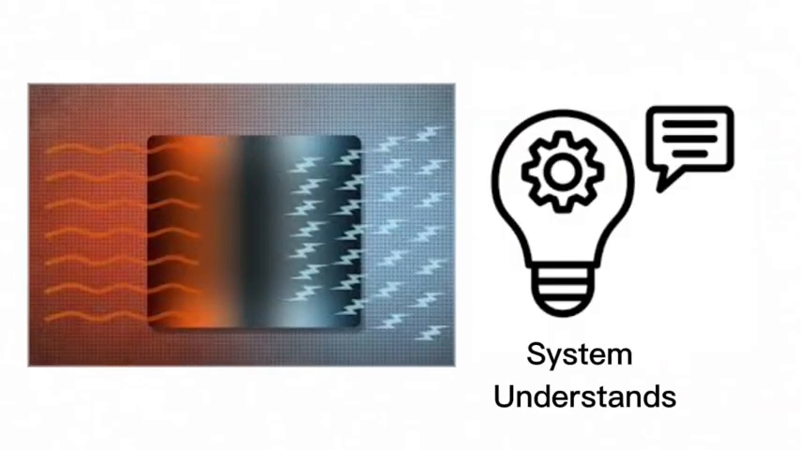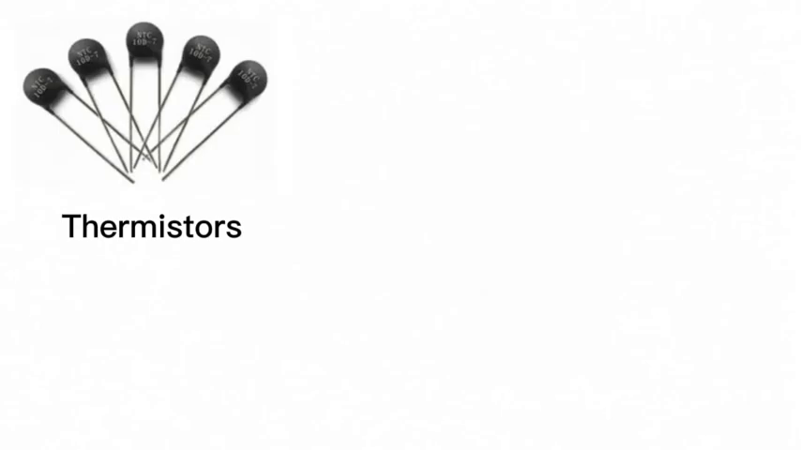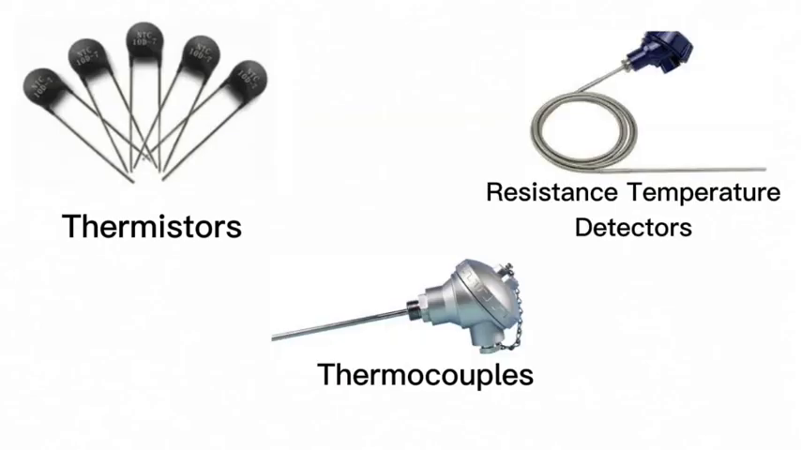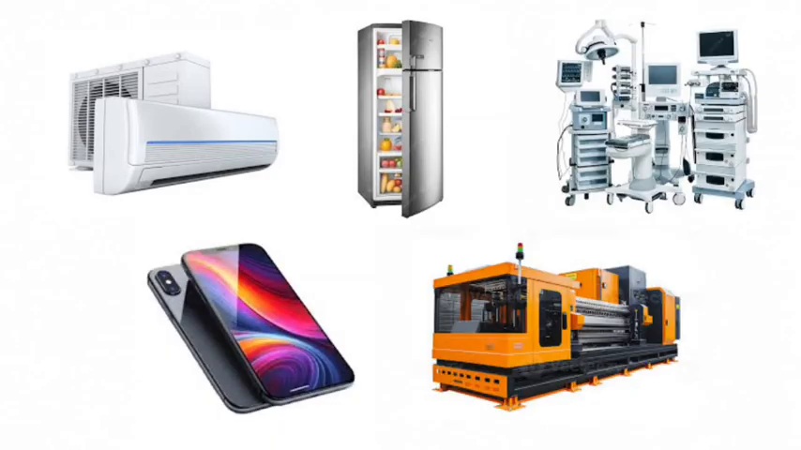They work by detecting changes in heat and converting those changes into electrical signals that a system can understand. Different types of temperature sensors include thermistors, thermocouples, and resistance temperature detectors. They are found in air conditioners, refrigerators, medical equipment, smartphones, and industrial machinery.